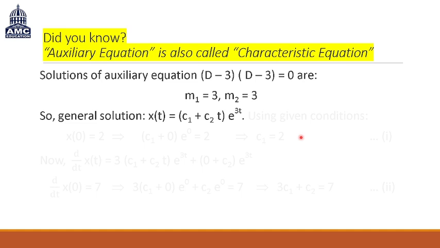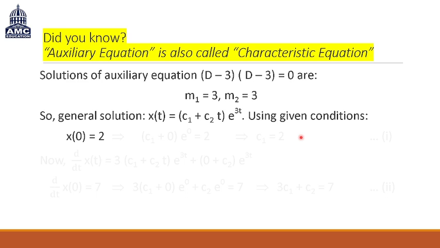So here, as you can see, t is the independent variable, so we write c1 plus c2 t, right? And this is the case 2 that we are dealing with. Now, as we remember, we need to find out the values of c1 and c2 using the given conditions.